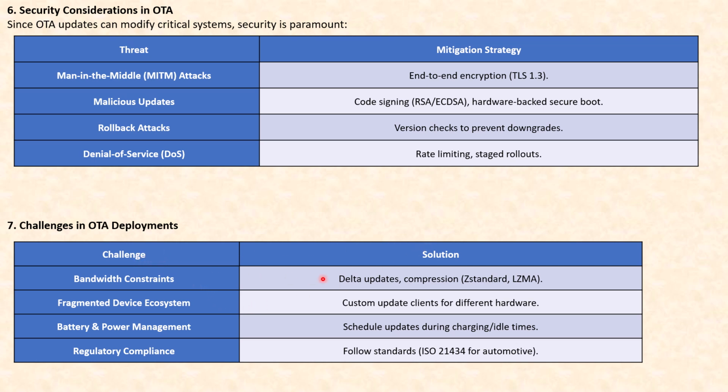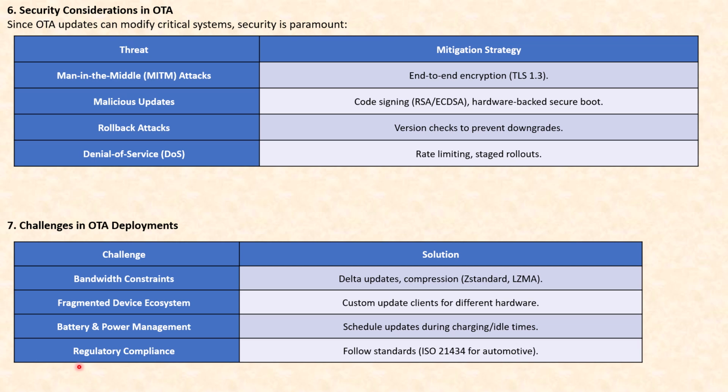Bandwidth constraints: the solution is delta updates and compression. Next is the fragmented device ecosystem. The solution is custom update clients for different hardware. Battery and power management: the solution is to schedule updates during charging or idle times.